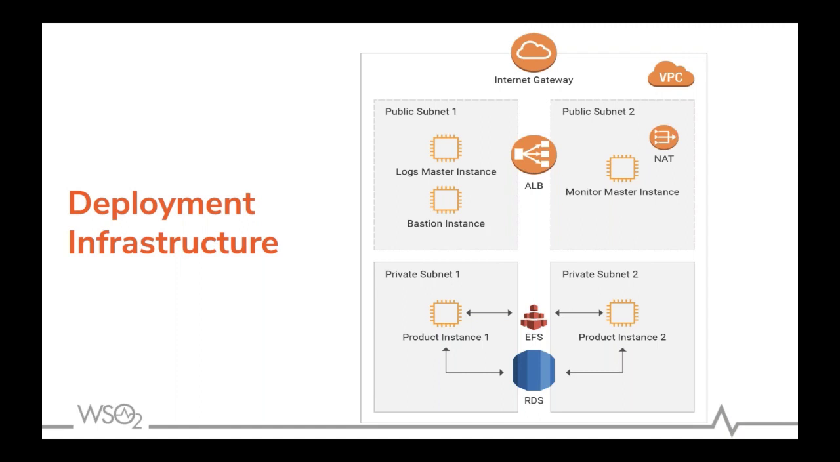So while focusing into the private subnet, you can see that there are two product instances in each of the private instances. So these will be basically our WSO2 product instances. We are also using an Elastic File System, which is also known as an EFS, which is used to synchronize the artifacts within the two product instances.